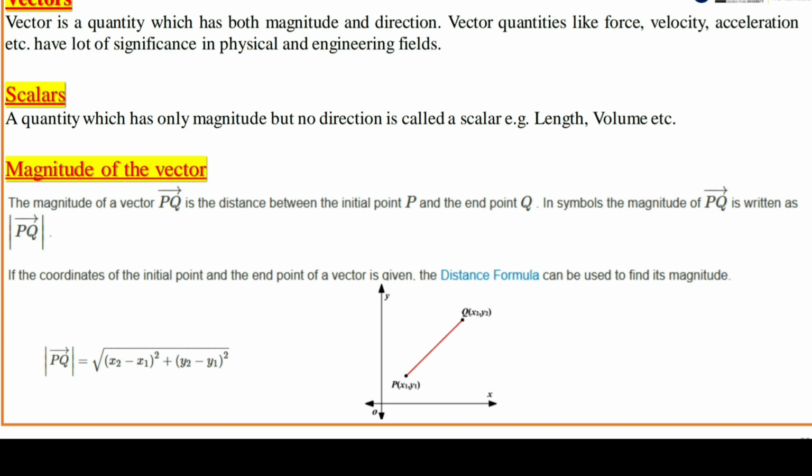What is a scalar? A scalar has only magnitude. There is no direction for scalars. For example, you can take the length. It doesn't have any direction. Volume, it has only magnitude, no direction is there for the volume. Only values will be there. Length is so much feet, so much height.